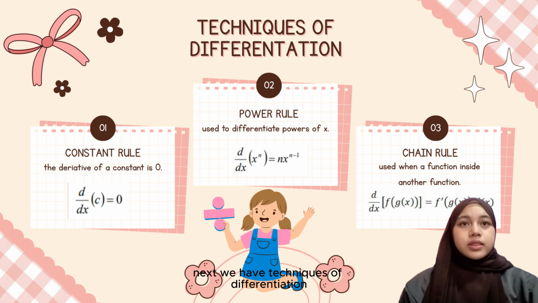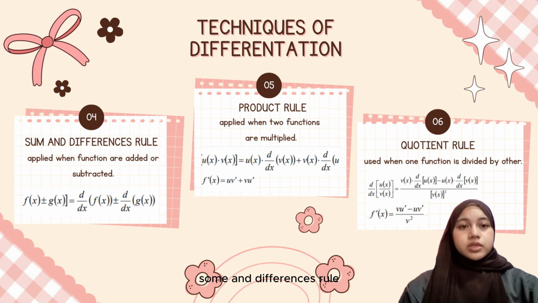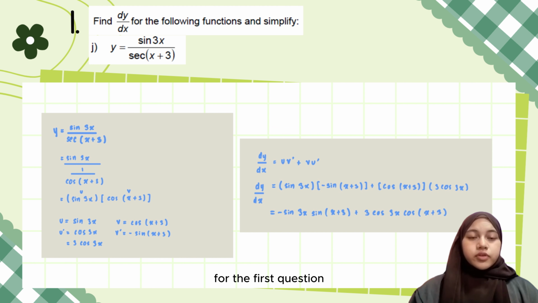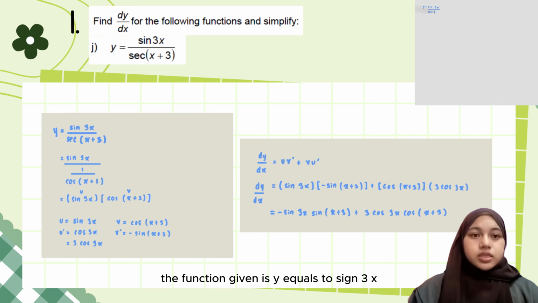Next, we have techniques of differentiation. We have the constant rule, power rule, chain rule, sum and difference rule, product rule, and quotient rule. For the first question, I will explain how to differentiate this function. The function given is y equals sin 3x over sec of (x plus 3).